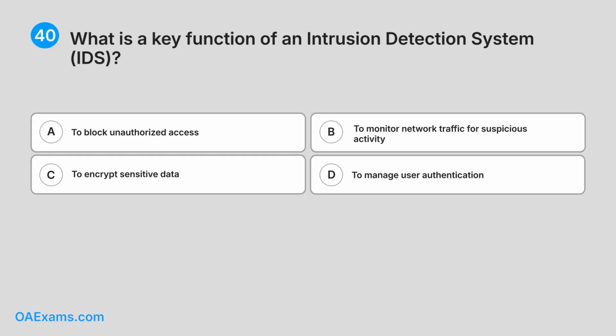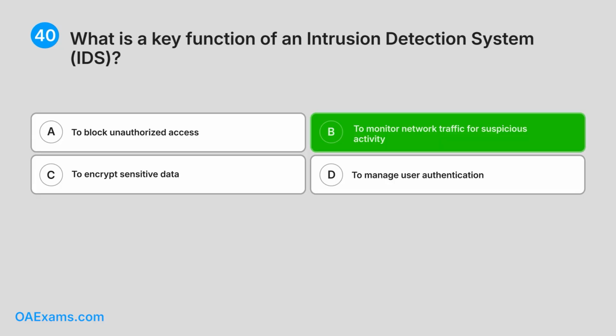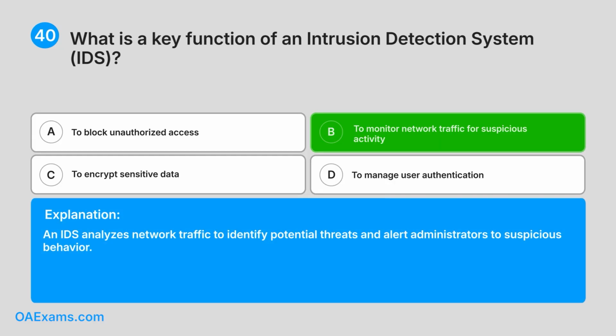Correct answer. B. To monitor network traffic for suspicious activity. Explanation. An IDS analyzes network traffic to identify potential threats and alert administrators to suspicious behavior.